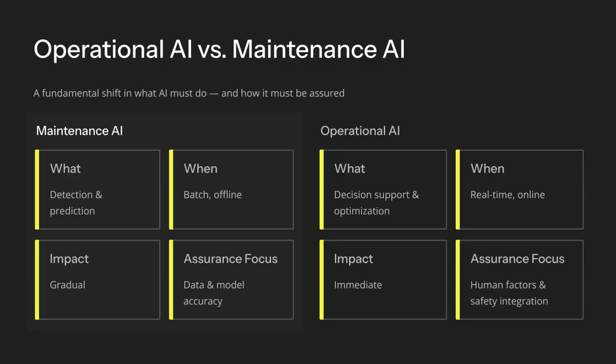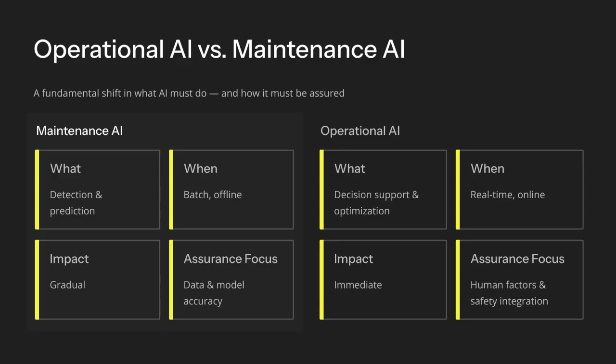Now contrast that with operational AI. The purpose here is fundamentally different: scheduling trains, resolving conflicts, optimizing resource allocation across a live network. And the timing? There's no batch mode here. These systems are running in real time, online, responding to disruptions as they happen. We're talking seconds, sometimes minutes, not hours, and the impact is immediate. A traffic management decision doesn't play out over days, it affects train movements right now. A wrong call propagates through the network in real time before anyone has a chance to intervene. That shift in timing and impact changes everything about how we think about assurance.